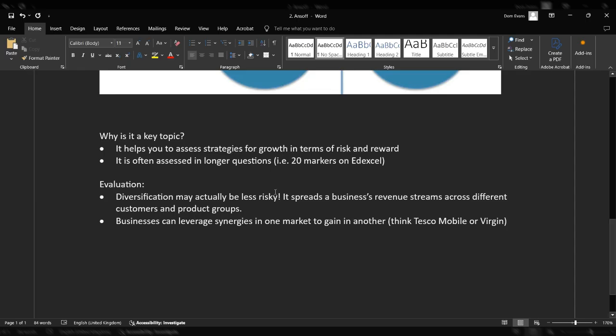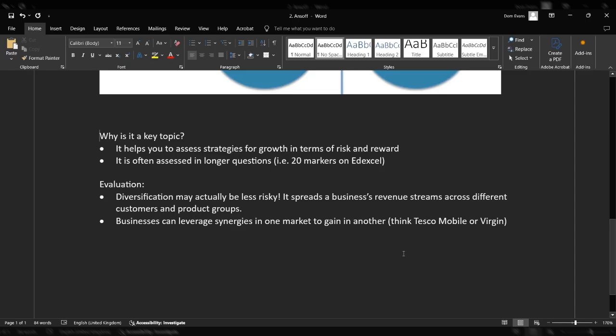Final thing that I'll say is Ansoff is often criticised because some business strategists say diversification might actually be the least risky approach. Okay, well, why is that? If you think about it, if you're reliant on one product, one group of customers, if something goes wrong with the product or something goes wrong with that group of customers, then you might be in trouble. Diversification spreads your revenue streams across a range of products, a range of different customers.